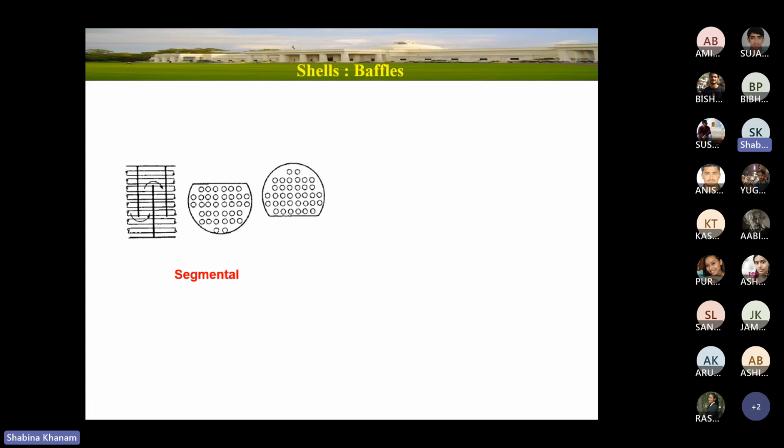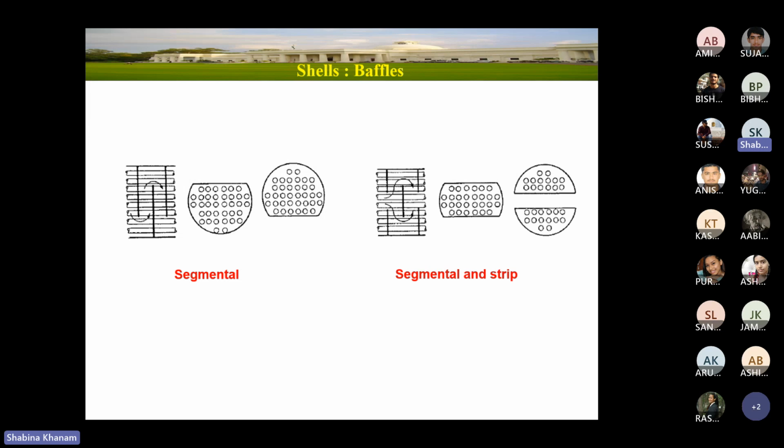In most cases we consider these segmental baffles, and here we have segmental as well as strip baffles. If you see, one baffle has a cut at the middle, another baffle has a cut at the corners, at the edges. So you can see this type of baffle, segmental and strip type. A few more types are also there, but usually in design we mostly consider the segmental baffles.